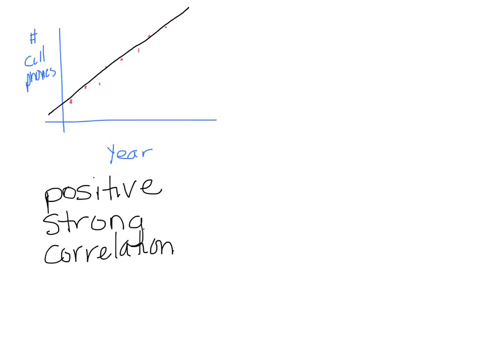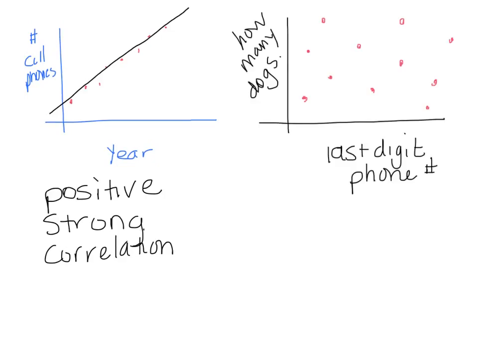Okay, let me draw another one. Here's a graph I've drawn real quick. It shows independent variable would be the last digit of your phone number, and a dependent variable might be how many dogs you own. So say your phone number ended in a 1 and you had 2 dogs. You know, your phone number ended in a 3 and you have 4 dogs, that kind of thing. So you look at this and say, wow, I don't see a trend. I can't say if it's going up, it's going down. I can't see any trend at all. So I'm going to look at this one and say no correlation.